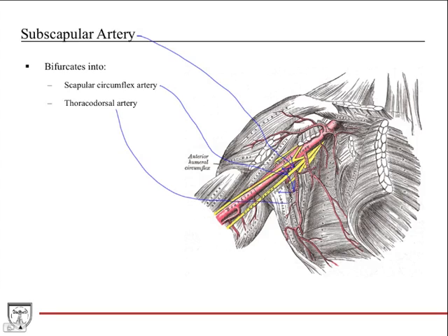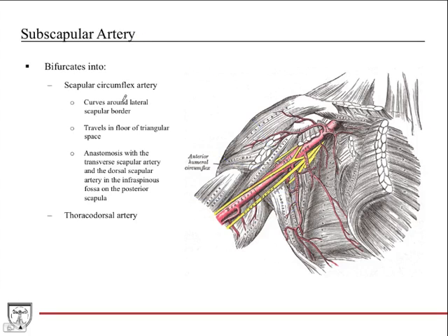Then you have the thoracodorsal here, which runs to perfuse the latissimus dorsi muscle, and travels with the thoracodorsal nerve. Just to read through the text, it curves around the lateral border and travels in the floor of the triangular space. It does not travel through the triangular space. Actually, nothing travels through the triangular space. Then it forms an anastomosis with the transverse scapular artery and the dorsal scapular artery in the infraspinous fossa, which is that depression in the back of the scapula where the infraspinatus muscle is, on the posterior aspect.